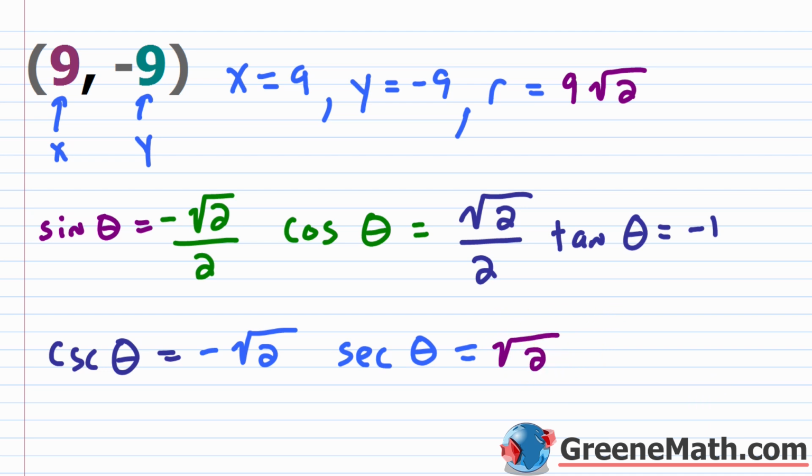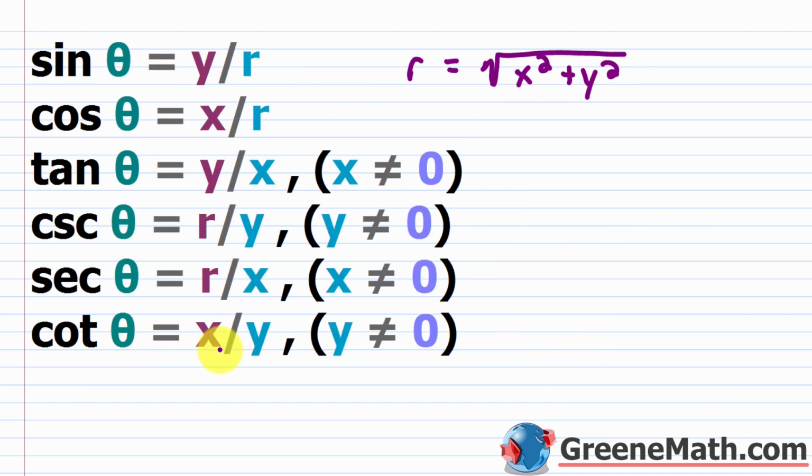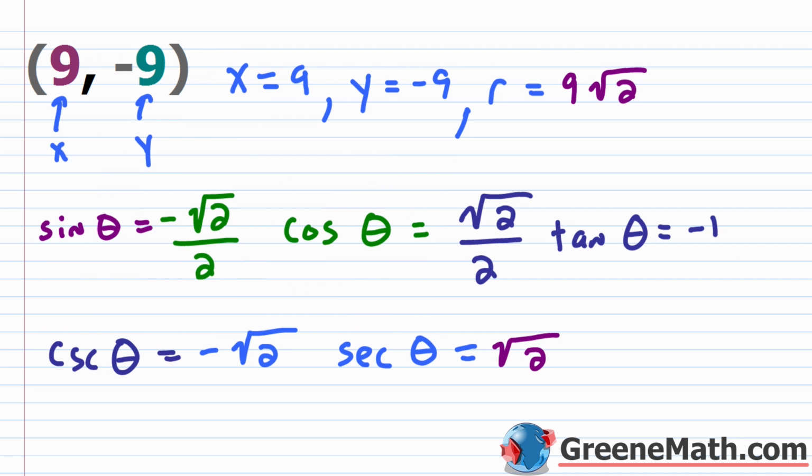Now, the last one is the cotangent of theta, and that is found by flipping the tangent of theta, okay? In this case, the tangent of theta was -1. So if you think about it, you really say that's -1 over 1. Flip it, you still have 1 over -1, which is still -1. So my cotangent of theta will be -1 as well.